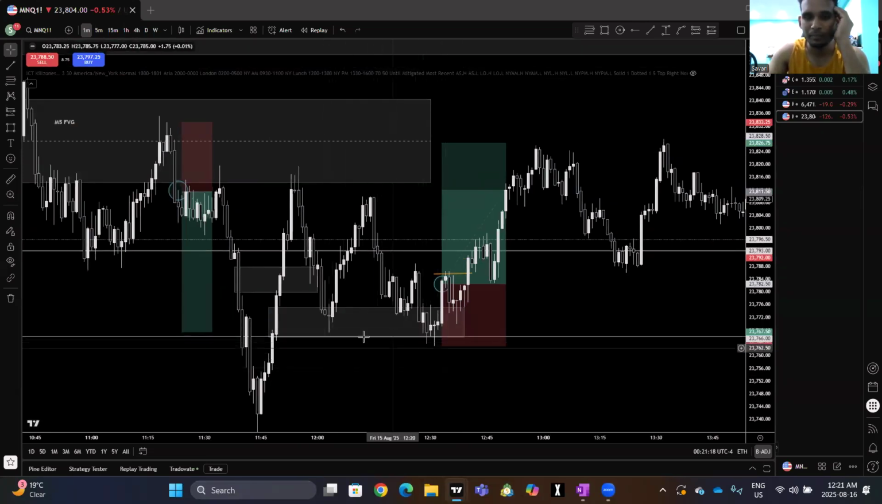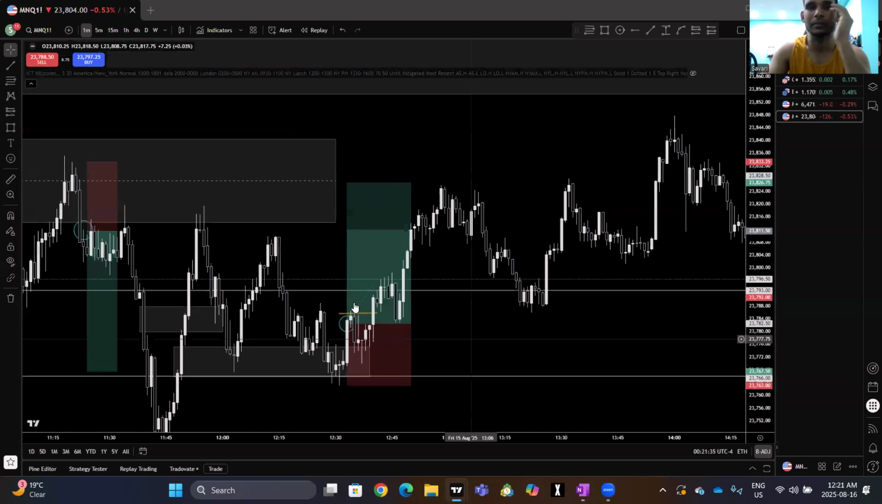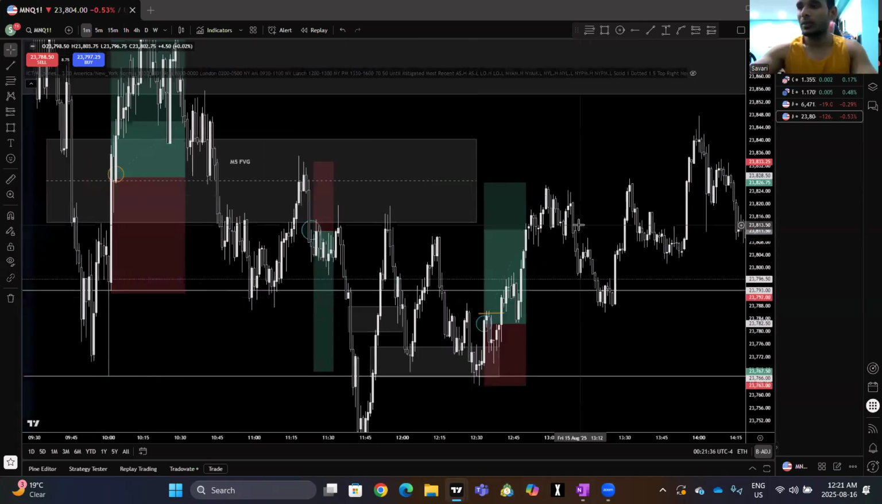Liquidity sweep, internal, we expect inversion. There is no inversion here, just a model, just a manipulation move. Swept inversion and it closes above, which means a structure shift, and this value is holding the price, so it keeps on going higher. That's what I did. That's it. That's what I did in Nasdaq today.